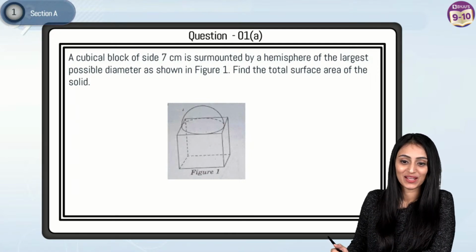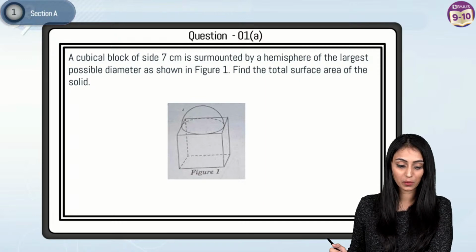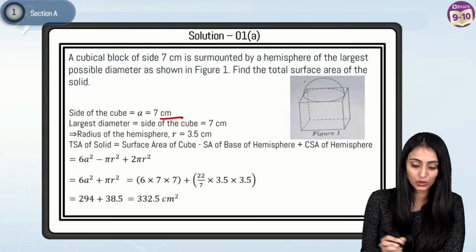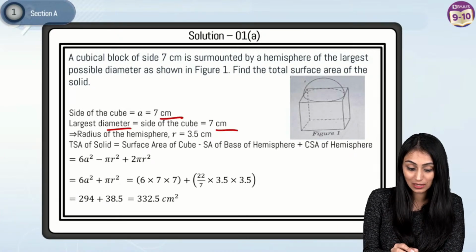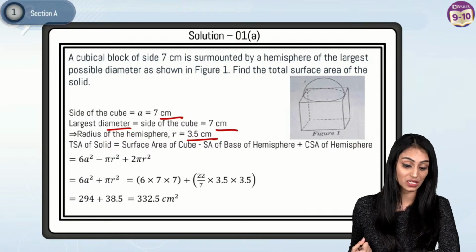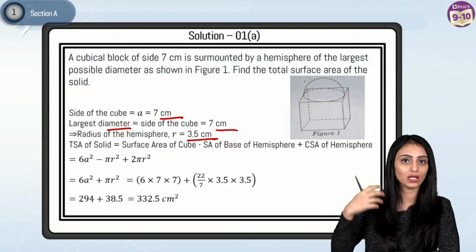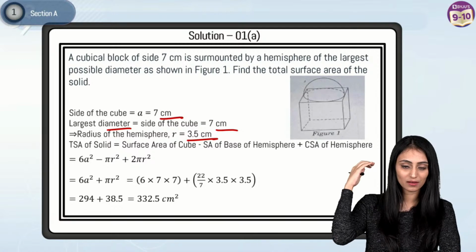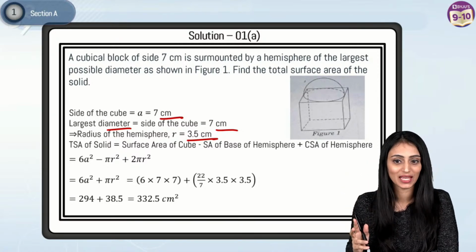A cubical block of size 7 centimeters is surmounted by a hemisphere of the largest possible diameter as shown in this figure. Find the total surface area of the solid. Here we have the side of the cube, 7 centimeters. That's also the largest diameter, so the radius would be 3.5 centimeters. You can see each and every thing is mentioned over here. I hope that's the way you have also written it in the paper. As I told you, write each and every step.